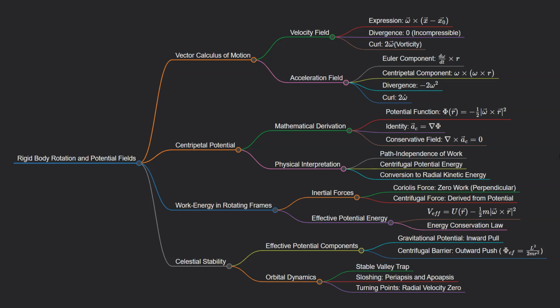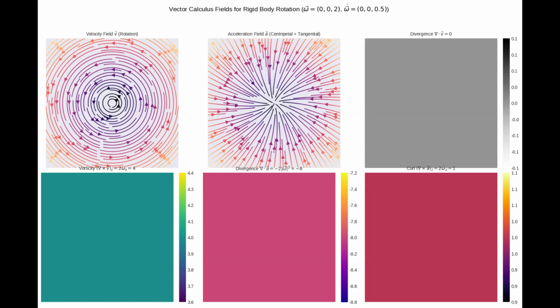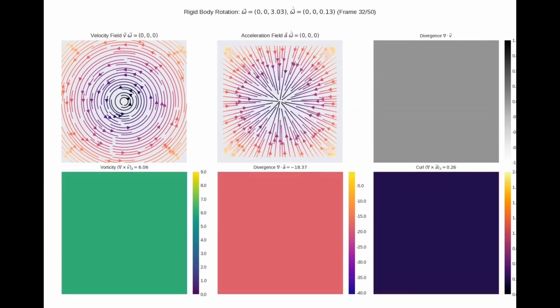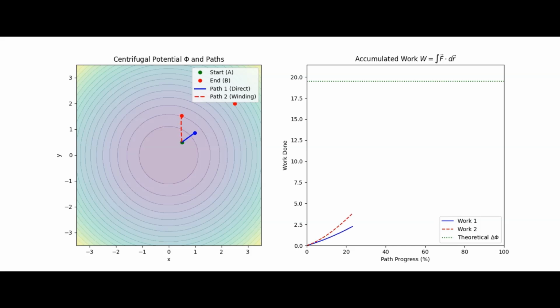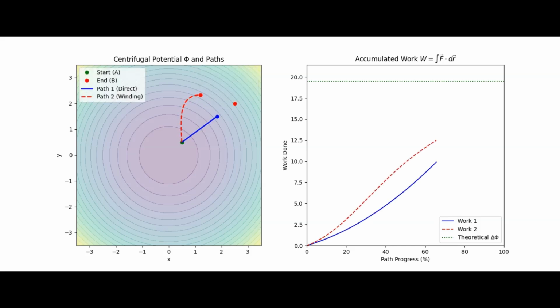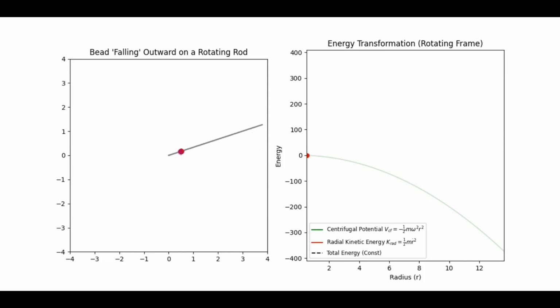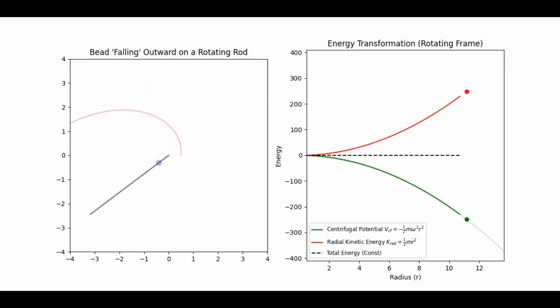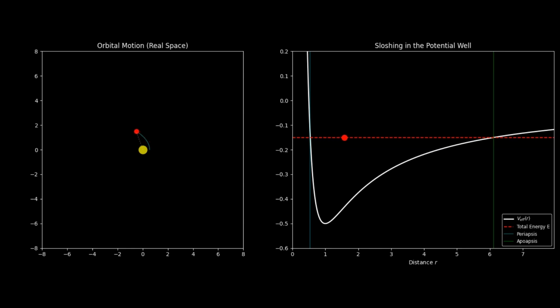Orbital stability and the centrifugal barrier. This concept of potential energy provides the ultimate explanation for orbital stability in space. A planet is caught in a tug-of-war between two competing forces, the inward pull of gravity and the outward push of its own centrifugal potential. These two forces create a potential well, or valley. At great distances, gravity is the dominant force, acting as a tether that prevents the planet from flying away.